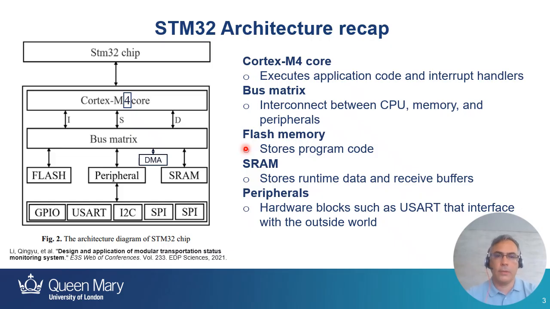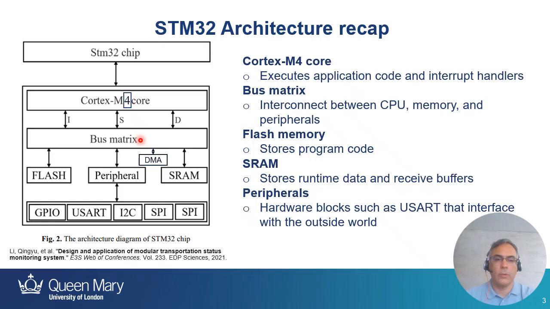This figure shows a conceptual view of the STM32 internal architecture. At the center, we have the Cortex M4 core, which executes the application code and interrupt handlers. The CPU, memory, and peripherals are connected through a bus matrix, which allows multiple masters, such as the CPU and DMA controller, to access memories and peripherals.